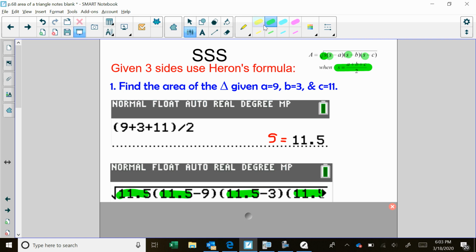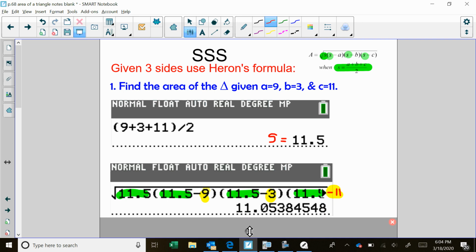You take your three side lengths, 9, 3, and what you can't see because it went off the screen is there's an 11 over here. Let's see if we can just write that in. There'll be a minus 11 over here. Get that all typed in. Hit your enter button. Got an area 11.1. That's it. That's the two different types of formulas that we will use for non-right triangles.